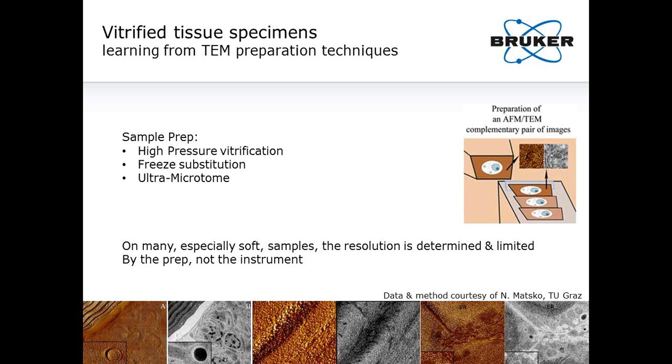For TEM, a thin microtome section is imaged after adding a heavy element stain, for example uranyl acetate, which selectively binds to certain structures in the tissue to generate contrast. For AFM, the sectioned block face is imaged. When imaging the last section slice with TEM and the block face with AFM, a complementary dataset can be generated. Below are some examples of such complementary datasets from different tissues by Nadejda Matzko at Technical University of Graz, who pioneered this technique.